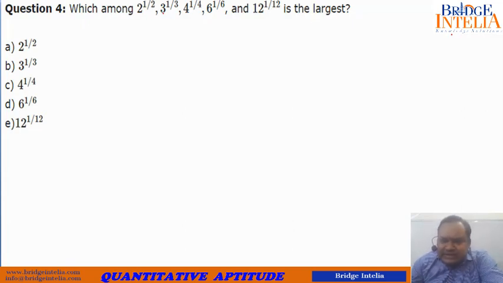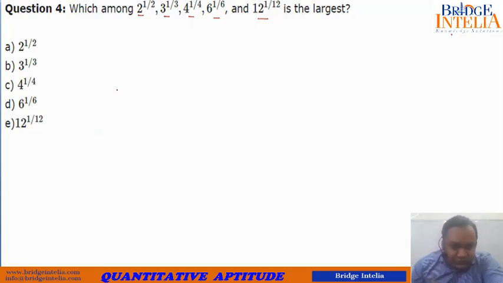You can easily notice that the bases are different for all these numbers. Neither the base is the same nor the exponent or the power is the same. So it is not a straightaway case of comparison. You will have to employ a trick. What should that trick be?